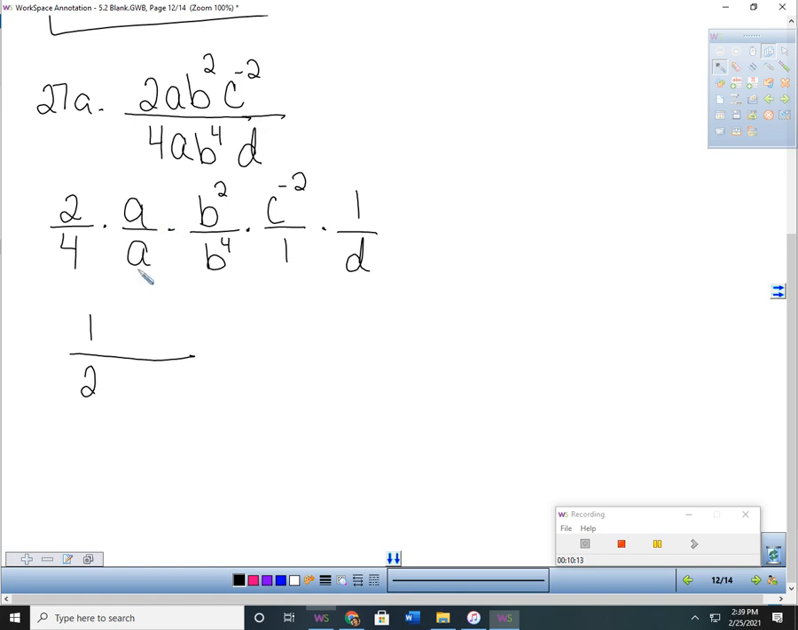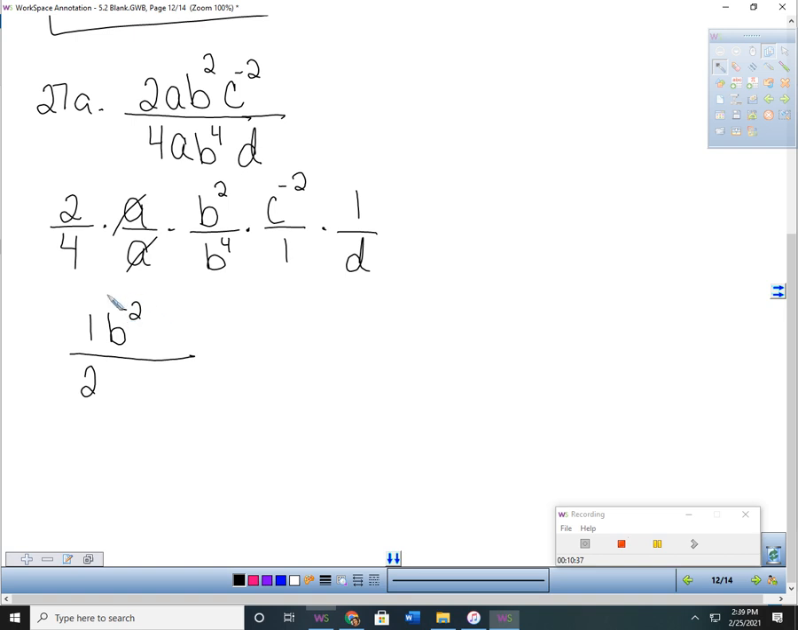And then what happens to your a's here? A divided by a is just 1, so that just goes away. And then we get b to the second divided by b to the fourth, so I have to take the 2 and subtract 4, which gives me -2. When you divide these, you always put the answer in the numerator.